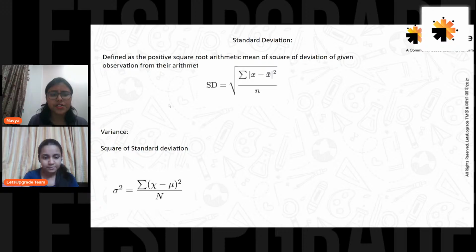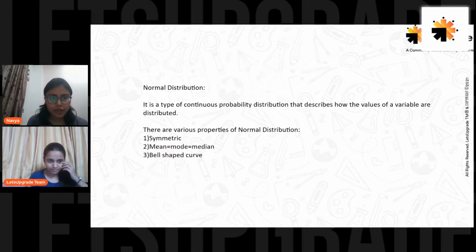So variance is nothing, it is just the square of your standard deviation. In standard deviation, you're doing the square root, right? But what you have to do is just square your standard deviation, and you'll get your variance. Again, here x is the number of samples that you have, and mu is your arithmetic mean. The same formula is there, only the x bar is replaced by mu here. Okay, so these are the two concepts related to your standard deviation and variance.